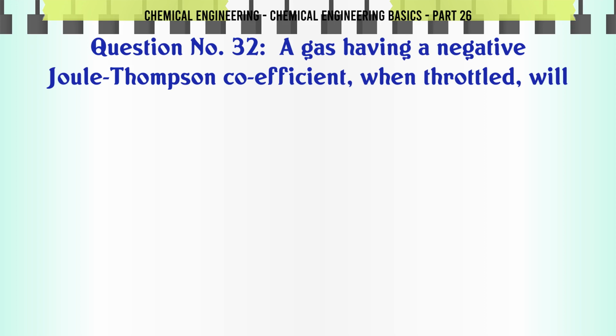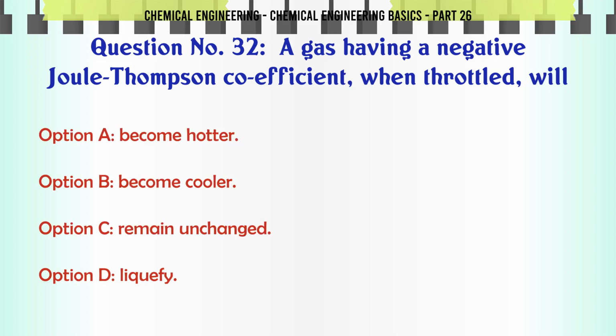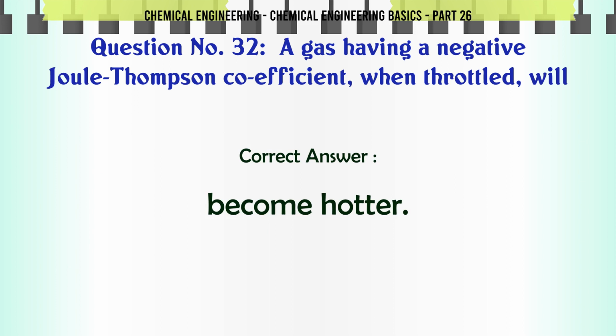A gas having a negative Joule-Thomson coefficient, when throttled, will A. Become hotter. B. Become cooler. C. Remain unchanged. D. Liquefy. The correct answer is become hotter.